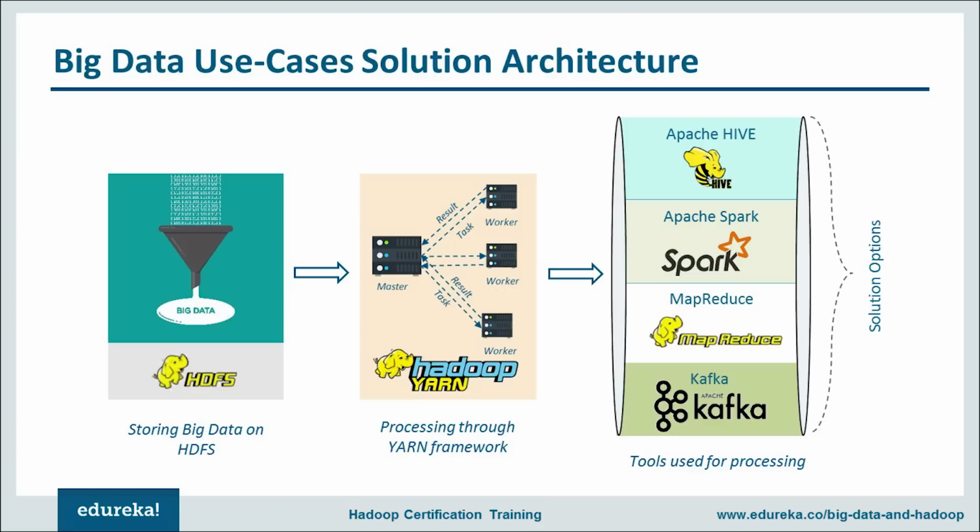And we'll be using Yarn because Yarn can allow us to integrate different tools together, which will help us to process the big data. So these are the tools that you can integrate with Yarn. You can choose either Apache Hive, Apache Spark, MapReduce, Apache Kafka in order to analyze big data. And Apache Spark is one of the most popular and most widely used tools with Yarn in order to process big data. So this is an entire solution as a whole.